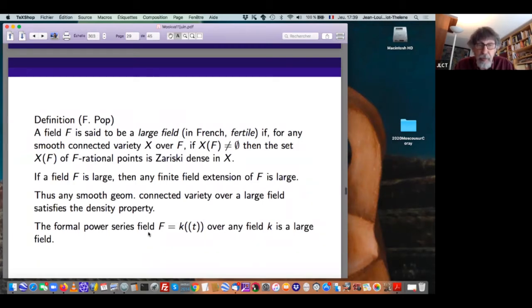And now an important point is that if you take any field K and you take the field of power series in one variable over the field K, F is large. And in fact, it's a general property: if you take the field of fractions of a complete DVR with residue field of any field, that's a large field.